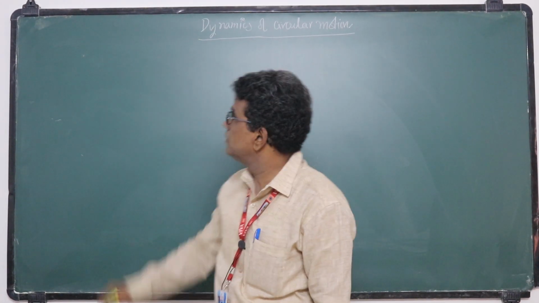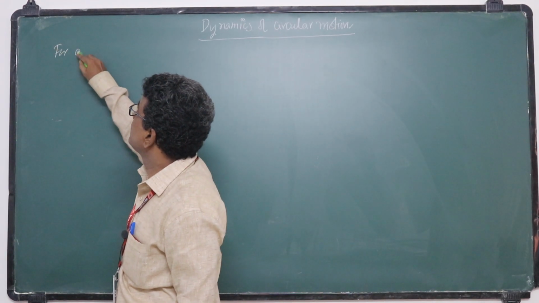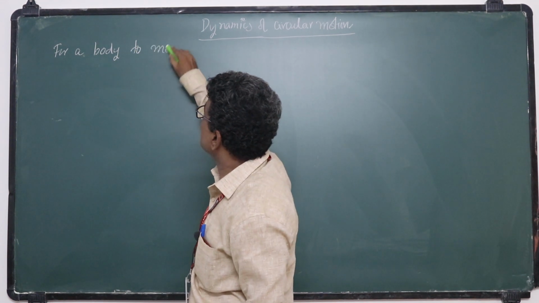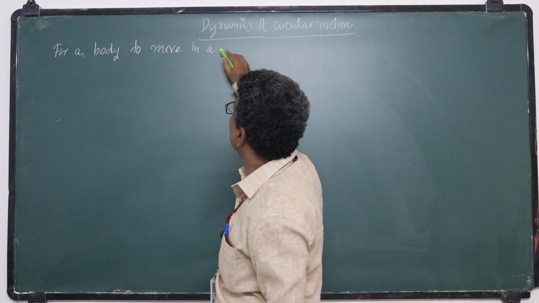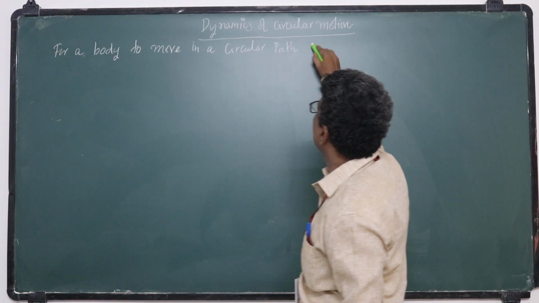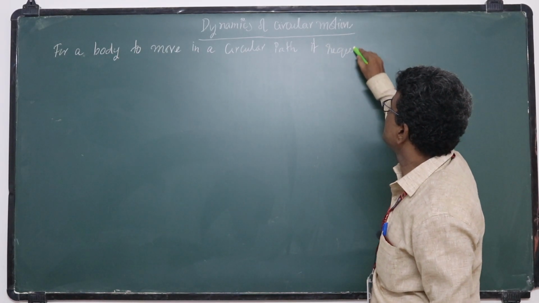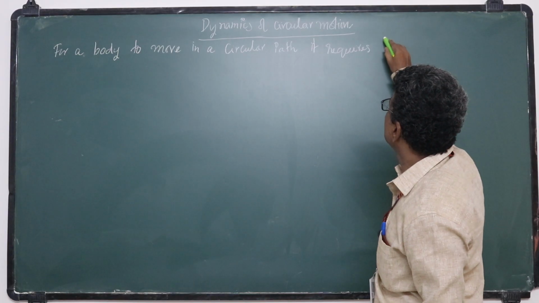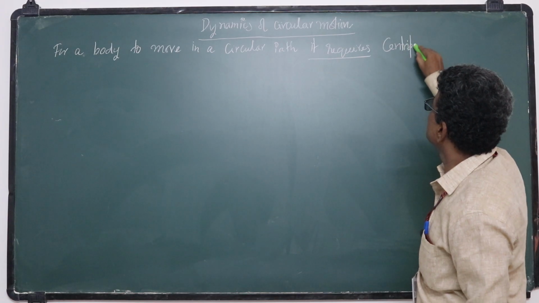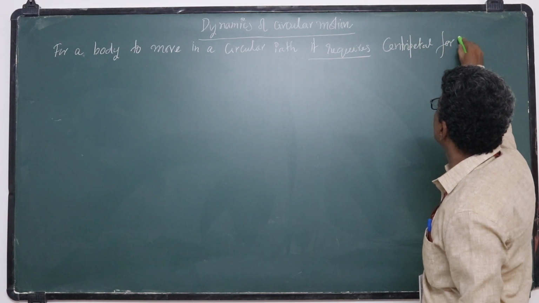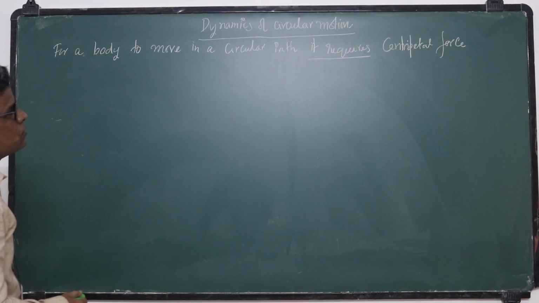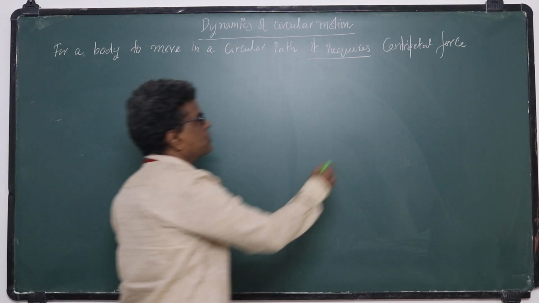So for a body to move in a circular path, it requires centripetal force, that is center seeking force, and it acts towards the center. It requires a centripetal force.